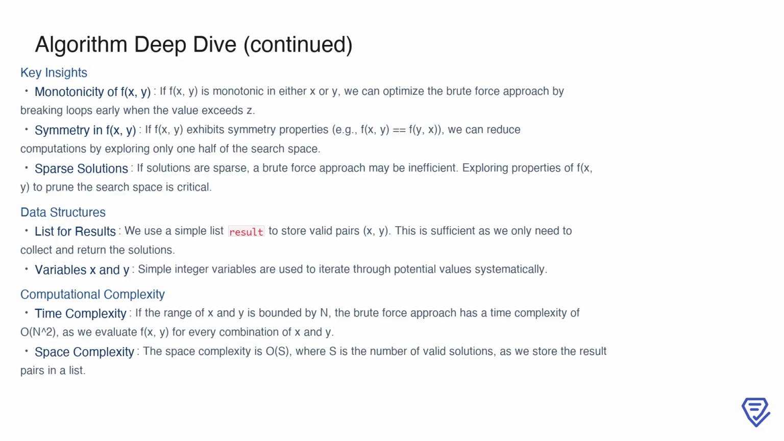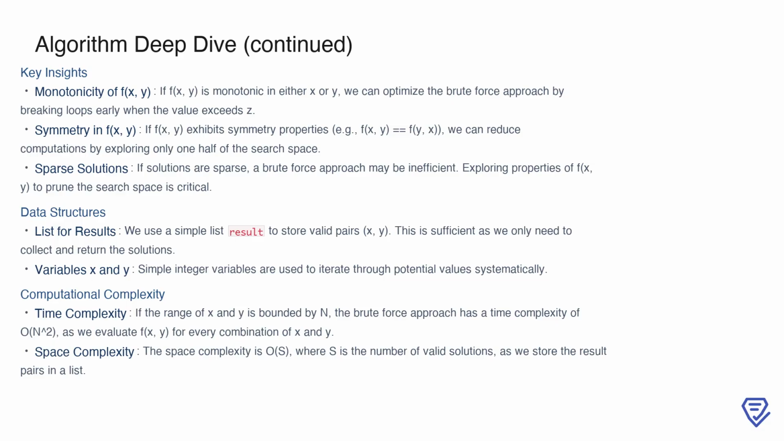To enhance the brute force approach, there are several key insights worth considering. First, if the function f(x, y) exhibits monotonicity in either x or y, we can leverage this property to prune the search space. For example, we could terminate loops early when the function value exceeds z, saving significant computation time. Second, if f(x, y) is symmetric, where f(x, y) equals f(y, x), we can reduce redundant calculations by only exploring one half of the search space. This symmetry allows us to skip evaluating duplicate scenarios.